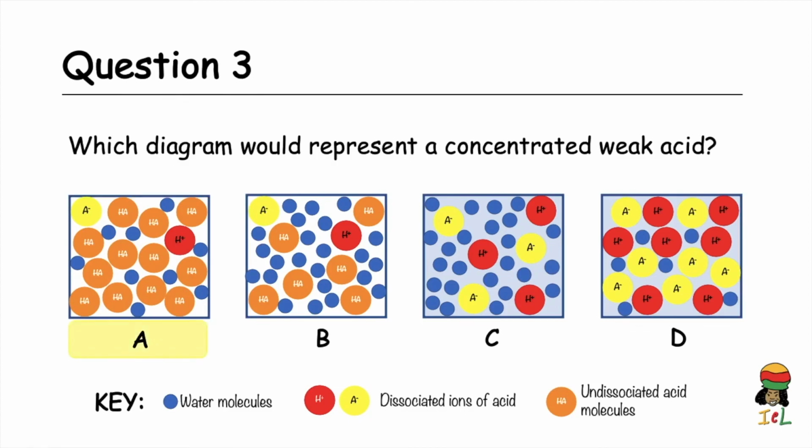The answer is A. This diagram represents a concentrated weak acid. It is concentrated because the volume of water is less compared to the solute molecules of the acid, and it is a weak acid because only few of the acid molecules have dissociated into ions.